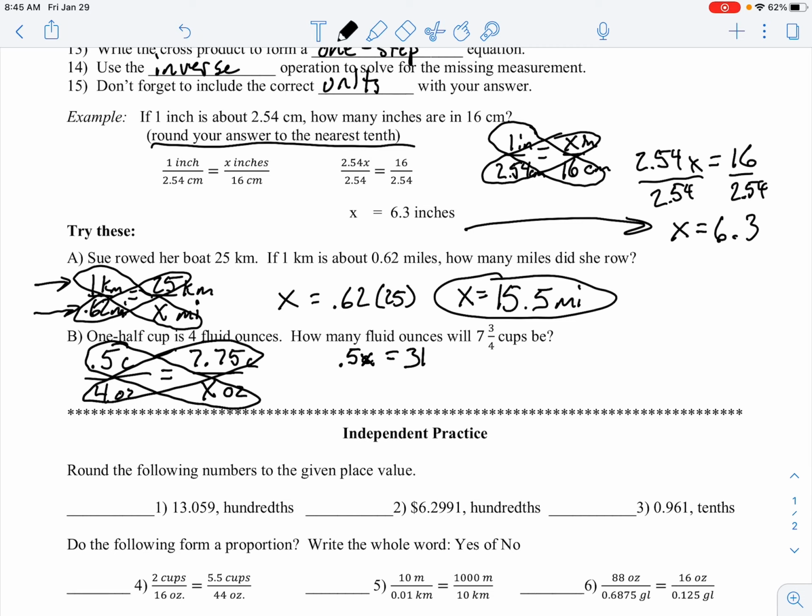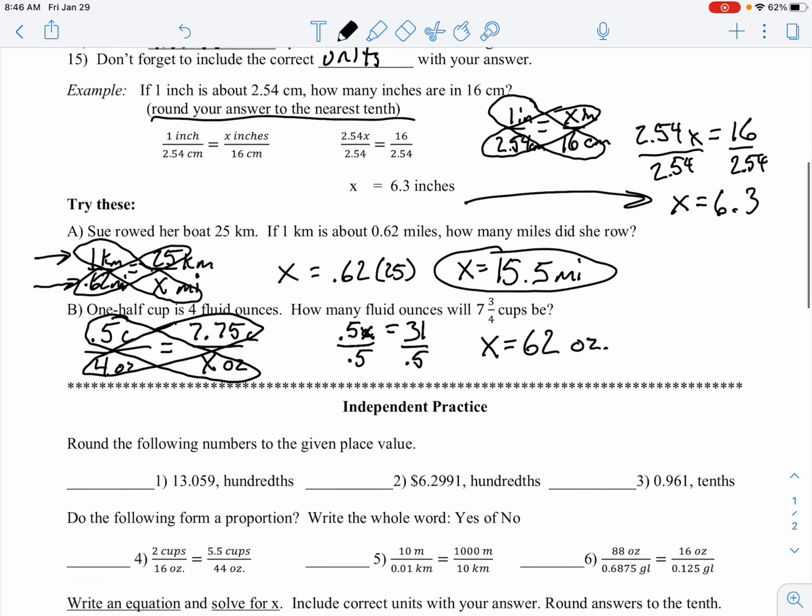Now we have a one-step equation. We just want to solve that. Divide by 0.5, divide by 0.5, and x will be equal to 31 divided by 0.5 is going to equal 62 ounces. X is 62 ounces. So this is how we are going to solve proportions when we have a missing piece here.